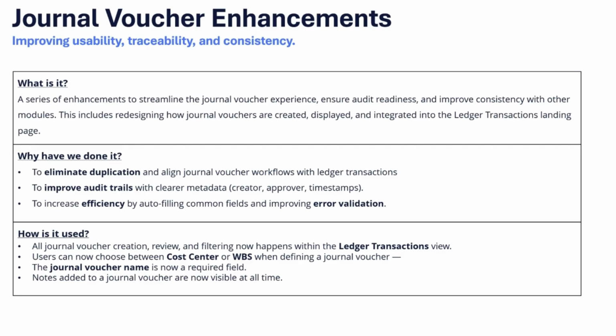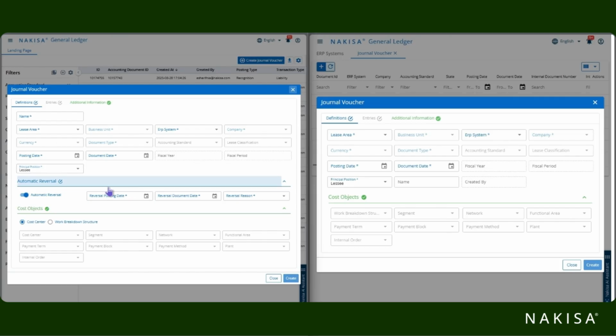Notes added to a journal voucher are now visible at all times. As I said, in the previous version you did not have a journal voucher name, and now you will have the journal voucher name on the top right here. It also has an automatic reversal, which I showed you not too long ago, and you can select between cost center and work breakdown structure, the WBS.